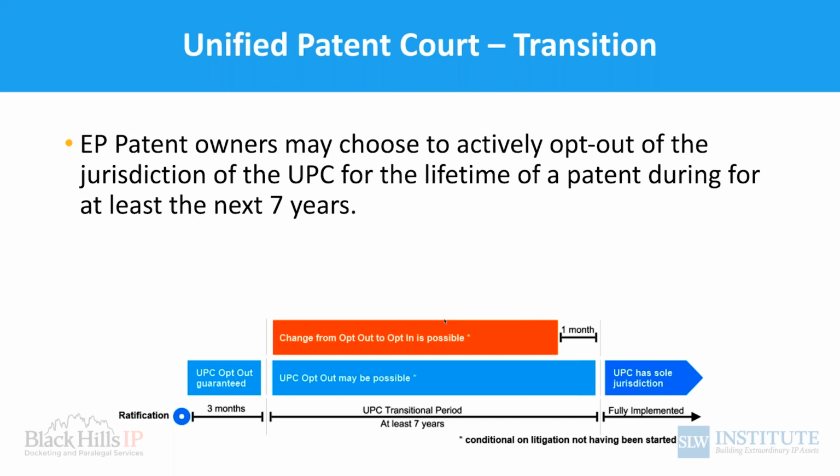So I've mentioned opt-out a few times. How does this opt-out work? During the sunrise period, any existing European patent can be opted out of the UPC, and a successful opt-out is guaranteed. This opt-out lasts for the lifetime of the patent.